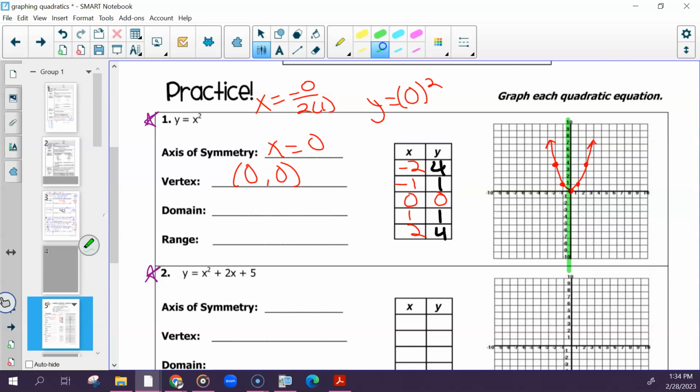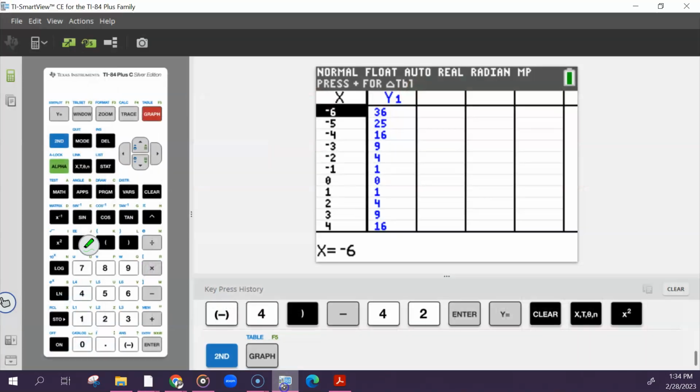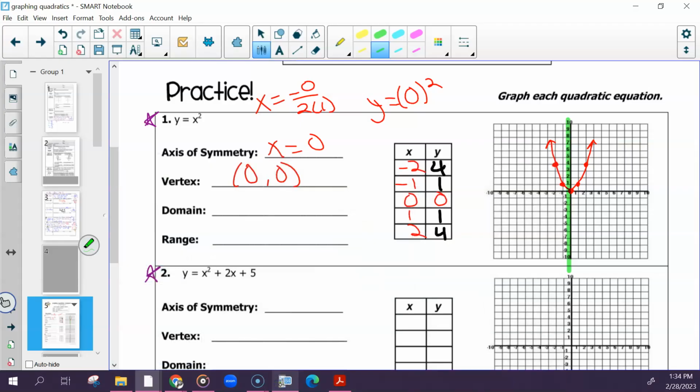How do you find that table thing again? Second graph. And then just look for your values. Other questions on that before we talk about domain and range?